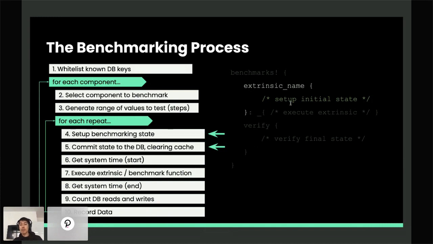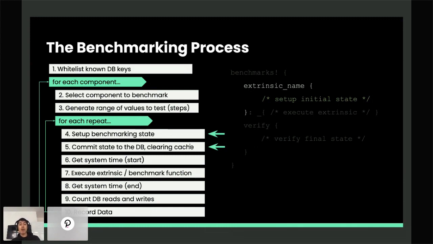So it may be that you want to say, okay, I want to run a benchmark where the number of members is 10. So we'll set up the initial state to be 10 members, and you can have access to that variable and run any code you've written to set up that state for that component. And one thing we do is we actually commit this to the database and clear the cache.